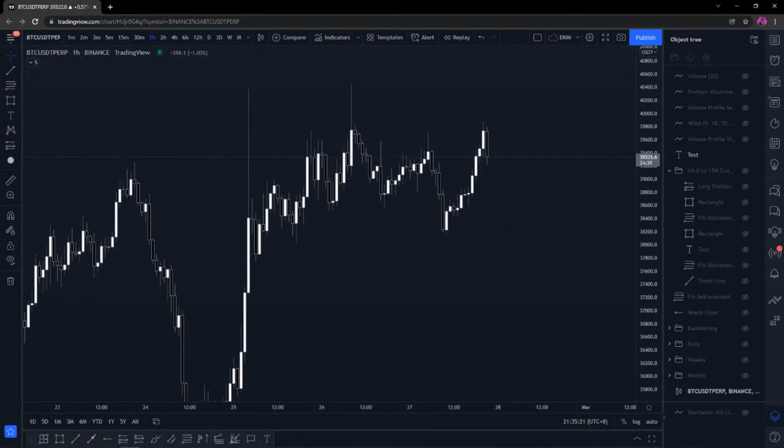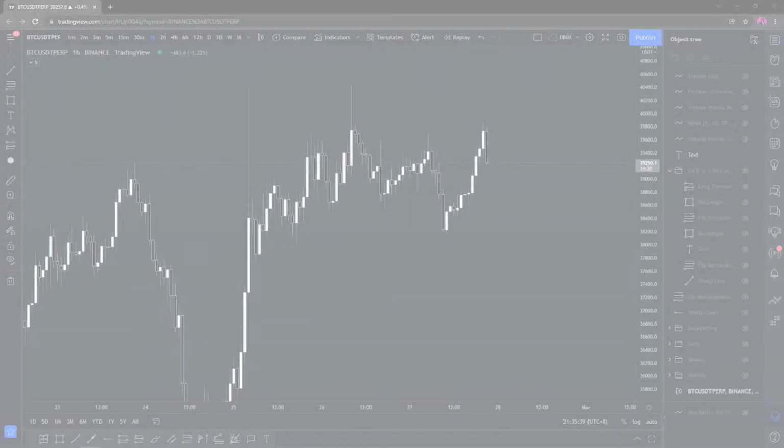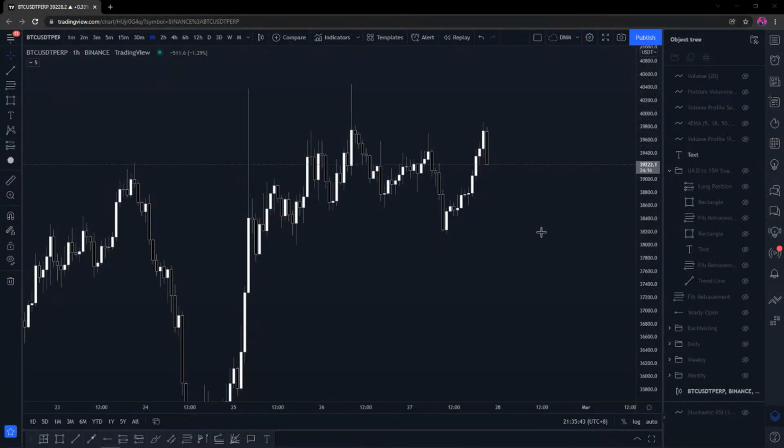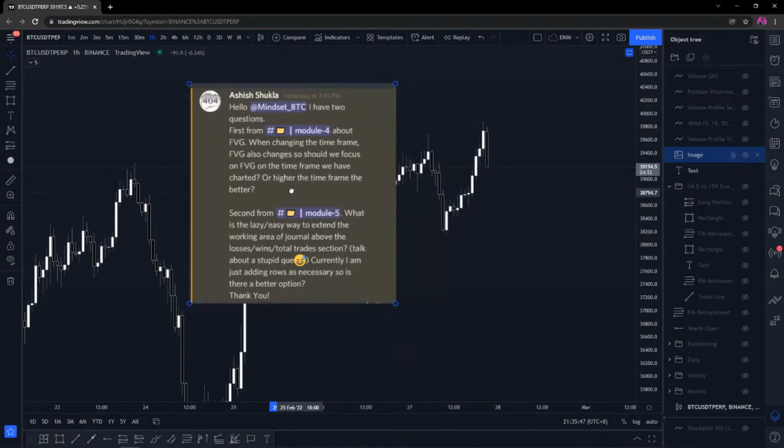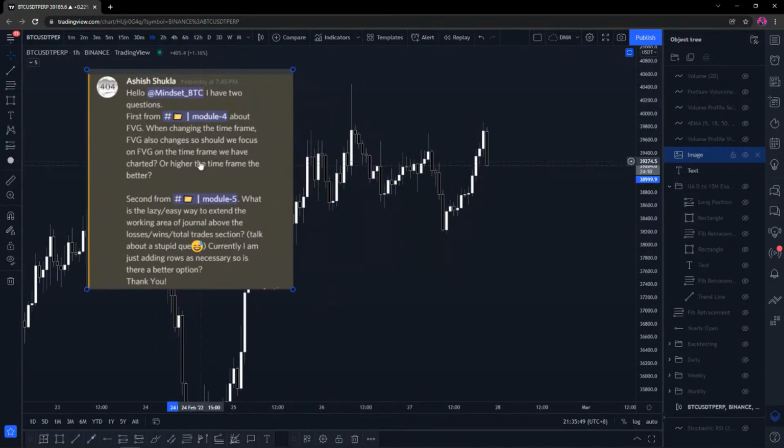But yeah, please, if there's any questions, feel free to ask. I'll just have a quick look on Discord for any. There was some in the live stream queries. So one chap had asked, this is from Ashish, and he had asked, hello Mindset, I have 2 questions, and I'll just snip this so you guys can read them as well. Should be able to share that here. There you go. So there's 2 questions.